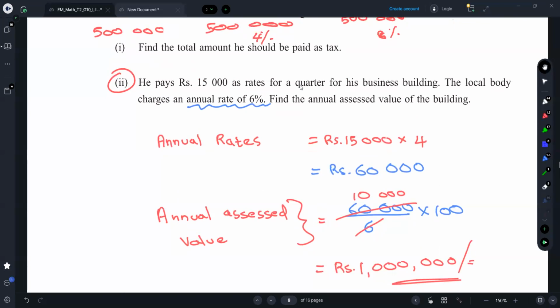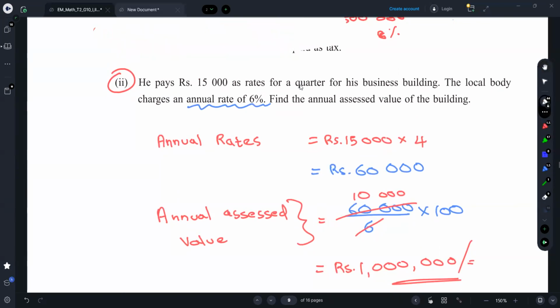Write down this. Next we have a graph question. So better to have a graph paper with you. Complete your answers.